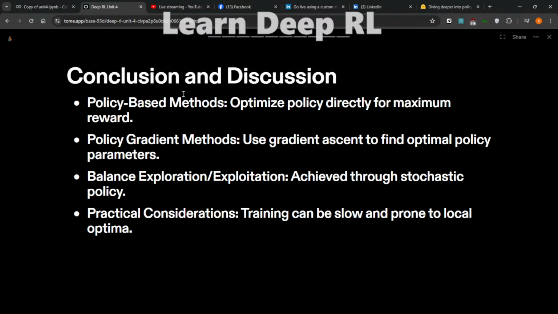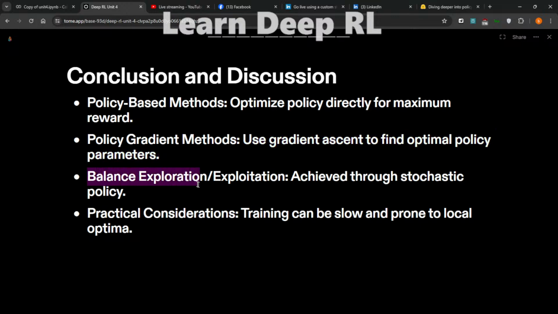And with that concludes Unit 4, which is Policy Gradient with PyTorch. So recap, policy-based methods optimize policy directly for maximum reward. What are policy gradient methods? They use gradient ascent to find optimal policy parameters.